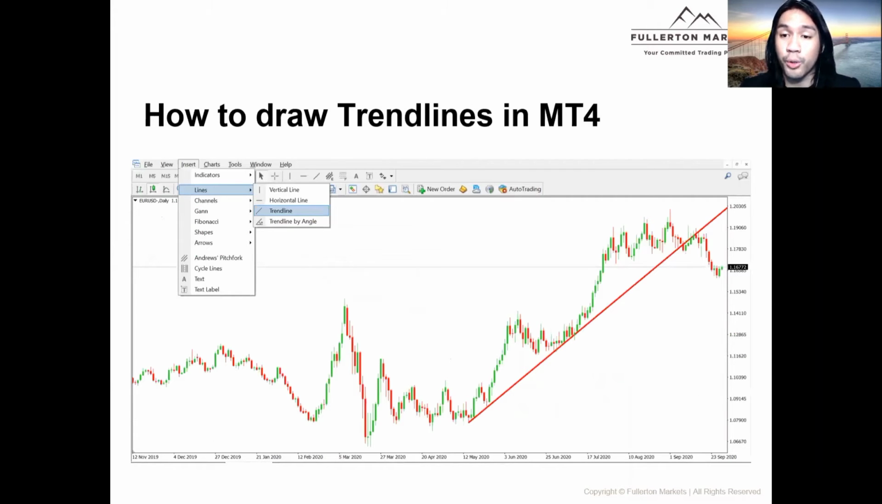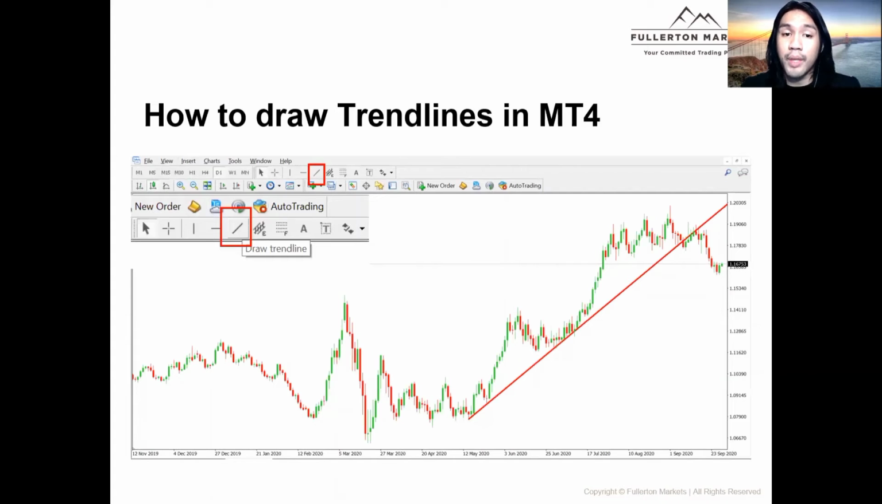But first, let me show you how to quickly draw the trend lines. If you've ever used the MT4 before, there are a few ways to do this, all right? The first way is by clicking the insert button, going to lines and selecting trend line, all right? Later on, I will do this for you guys personally so you know how it actually looks, all right? So the first way is by going to your MT4, selecting insert lines and then trend line, all right?